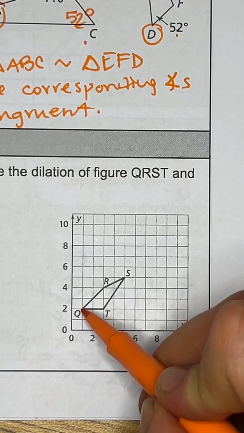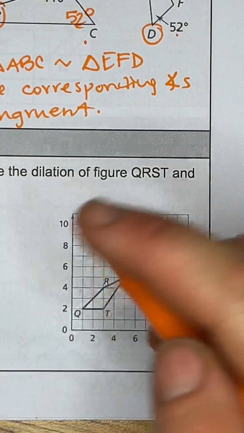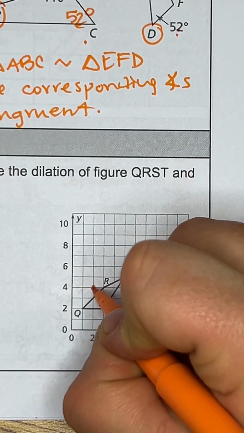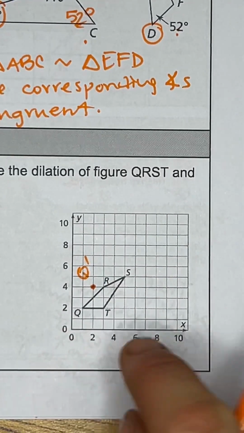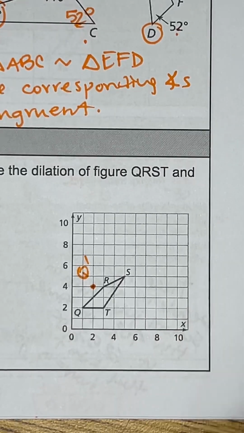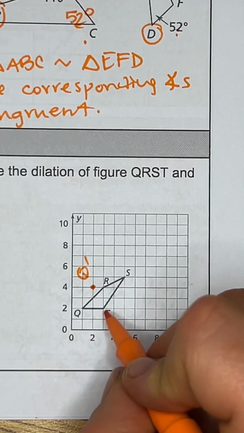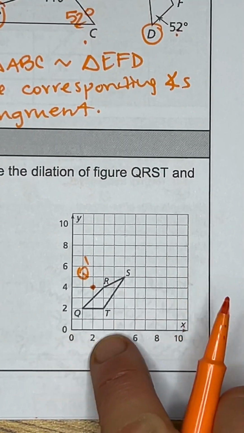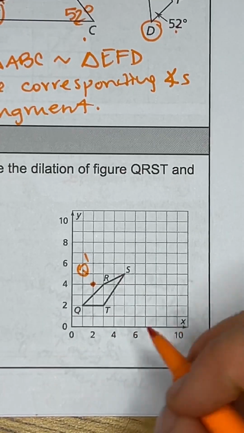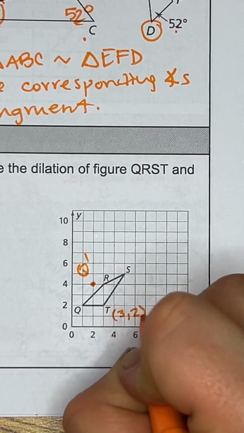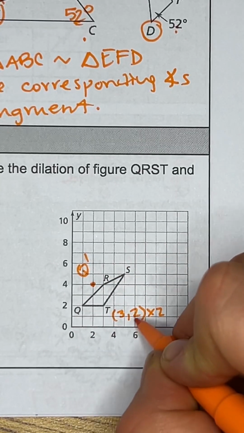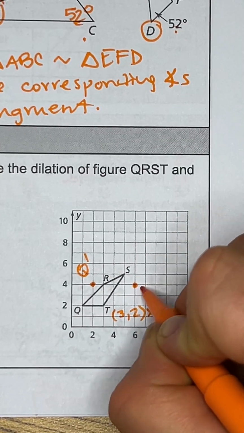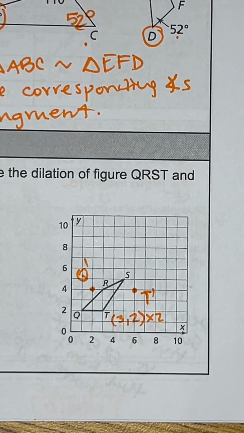So Q is at (1, 2). Q prime is at (2, 4). So I'm saying (2, 4), and I'm going to label that Q prime, (2, 4). Each of these points is going to do the same thing. They're all going to multiply by 2 in terms of their values. So T is at (3, 2). If I multiply (3, 2) by 2, I get (6, 4). (6, 4) is my T prime value.